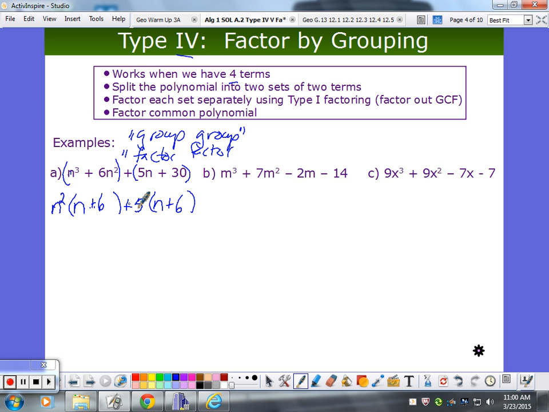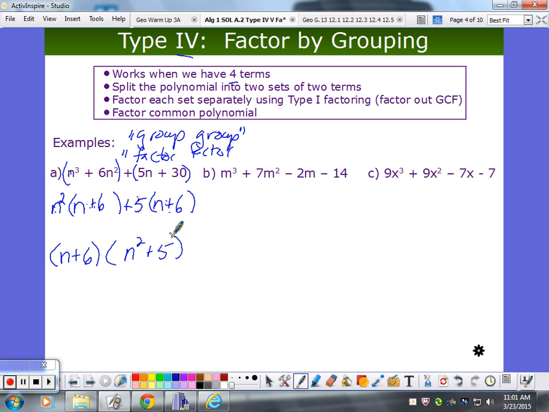The greatest common polynomial. We just talked about that. Factor out the n plus 6. All right, now what's left when you factor out the n plus 6? What's left? N squared plus 5. Equal factor.